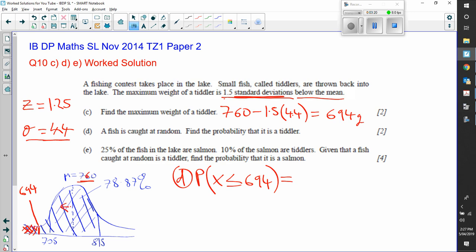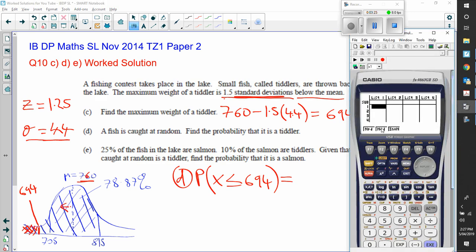All right. So let's bring our technology back up. We're looking for the area this time, so we're not looking for the inverse, so we'll go to the normal cumulative distribution. Our data is variable. Let's set our lower bound here, and we'll go up to our upper bound, which is going to be 694. Now our standard deviation, we've figured that out. That was 44. And our mean is still 760. And here we have it.